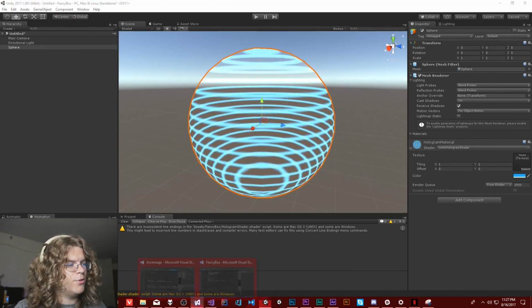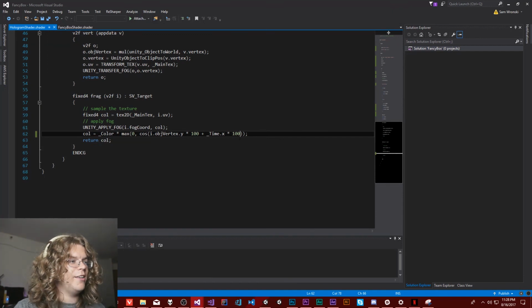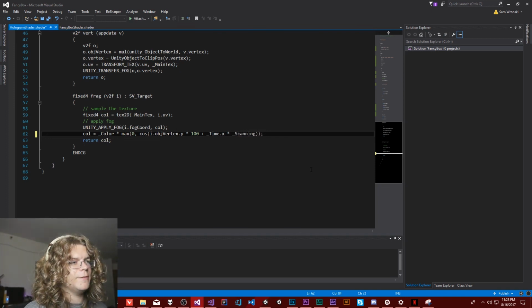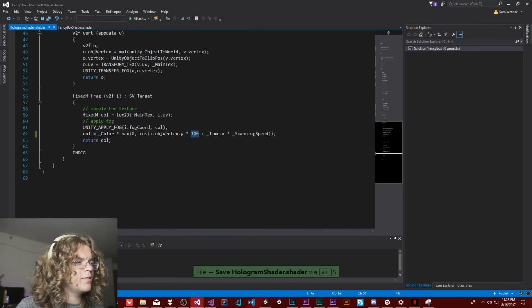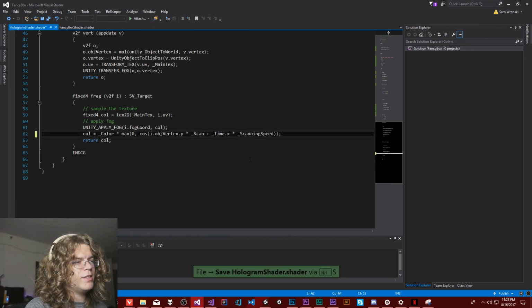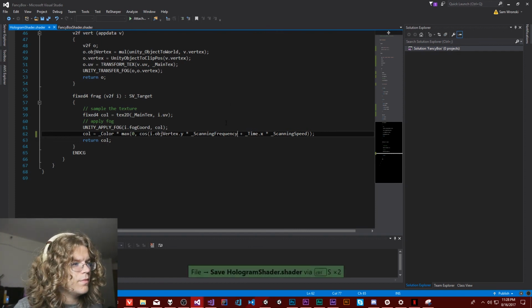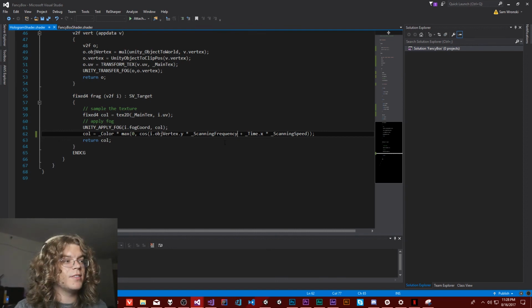I just want to expose some of these values. So this one, we're going to talk about the scanning. What do we want to call this? The scanning frequency or scanning speed. This is going to be the scanning frequency. And is there anything else we want? We may want a cutoff.